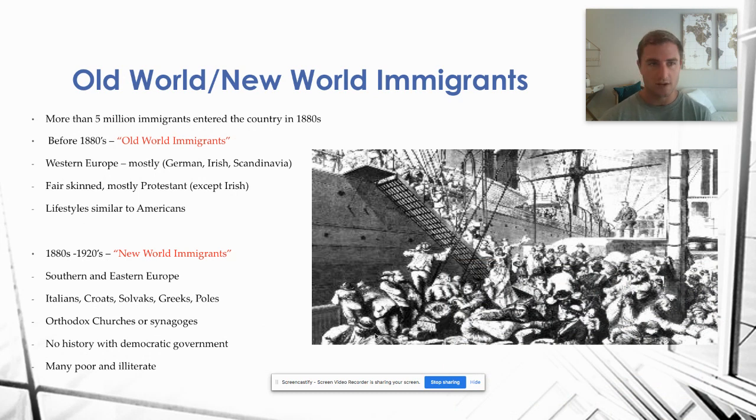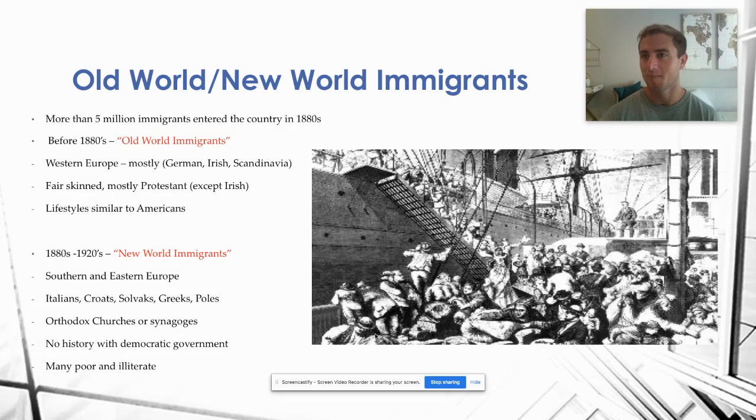Okay, finally, to talk about our immigrants. So as a recap, we know that before the 1880s, we had 5 million immigrants come into the United States. The old world immigrants, those are people from Western Europe, Germany, Ireland, and then Northwestern Europe, especially England and Scandinavia. They are more or less like the Americans already living in the United States.